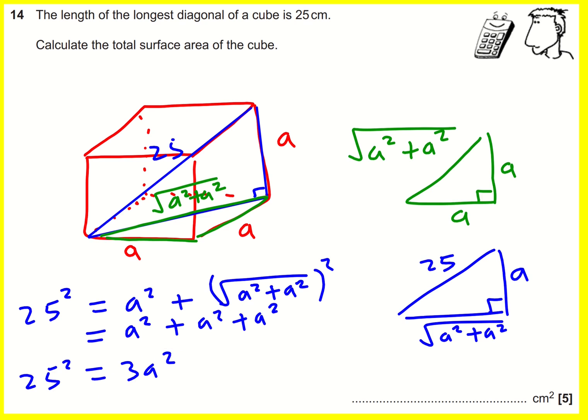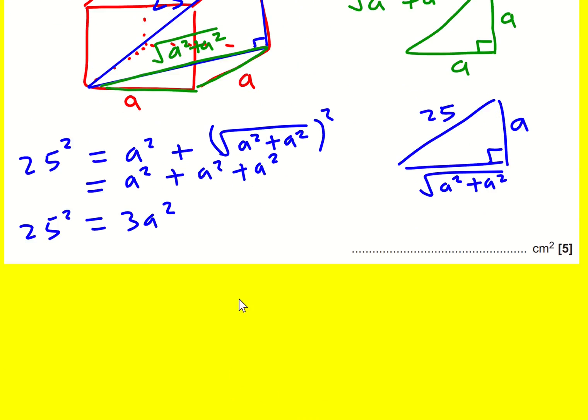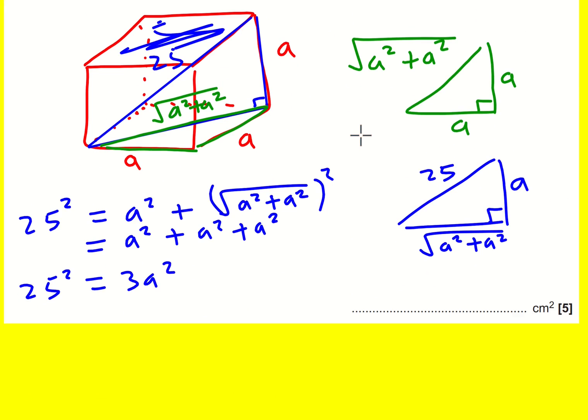And why is that useful? Because what is the surface area? The surface area is actually going to be all the areas added up. So this top area is going to be A squared, but all the other ones are going to be A squared as well, and there are 6 of them in total. So actually I don't even need to work back to finding out what A is. I just need 6A squared, and I can times it by 2. So 6A squared is actually going to equal 2 times 25 squared.